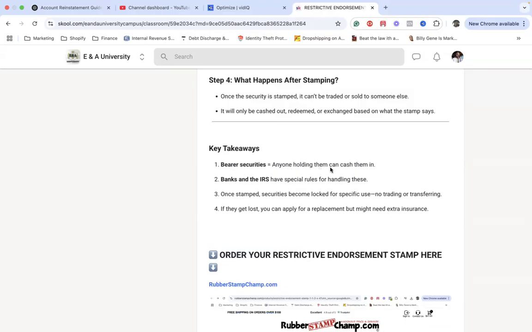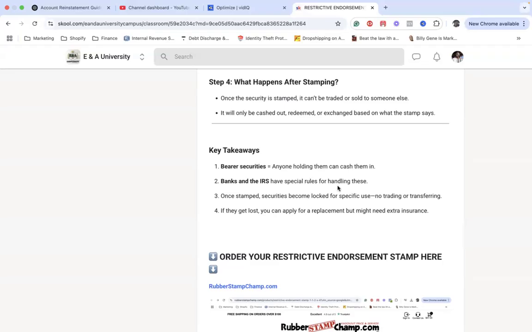Right? With bearer securities, anyone holding them can cash them in. So when we were endorsing the checks, it says pay to the order of, right? Selena, you remember what it said? Pay to the order of the bearer. So whoever is the bearer at that time can redeem it. When we endorsed it, we made it payable to the bearer.